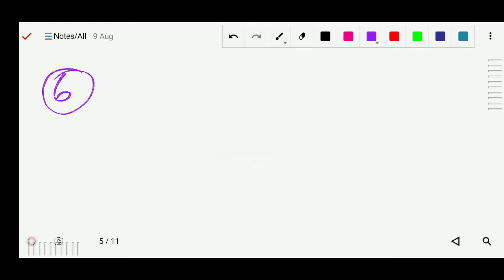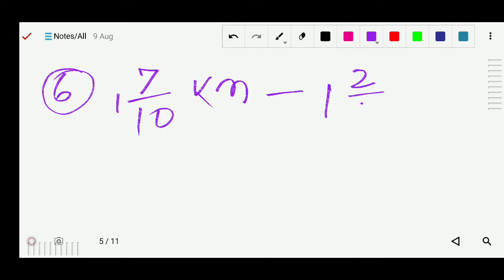So what is the distance of John's home? That is 1 and 7 by 10 kilometers, and we will subtract the distance of Paul's house, that is 1 and 2 by 5 kilometers. So we can find their difference. Then we can easily know how much the difference of their houses from the school is. Let's solve.